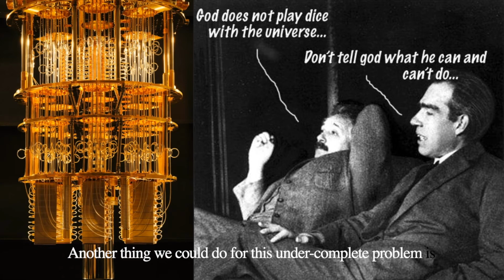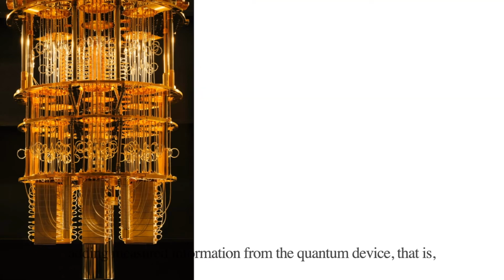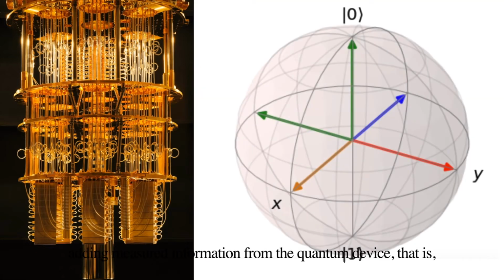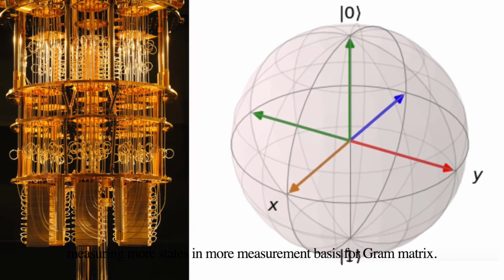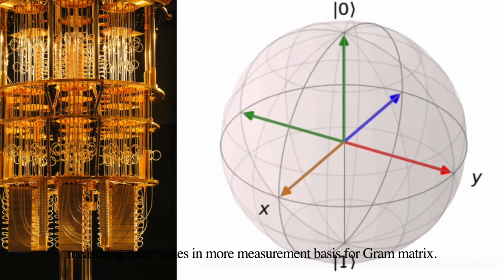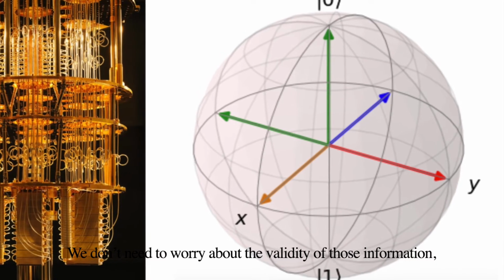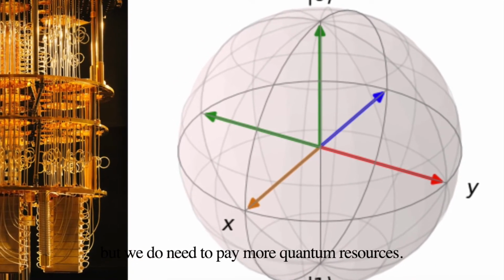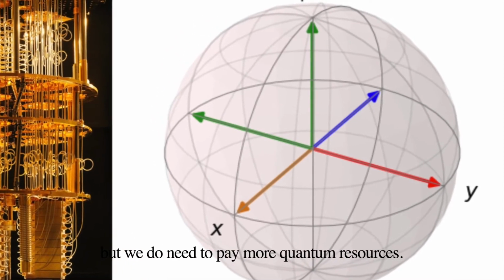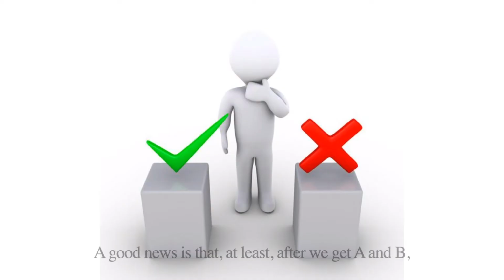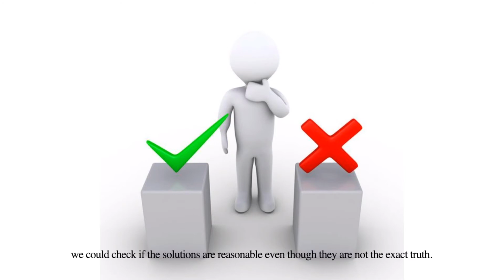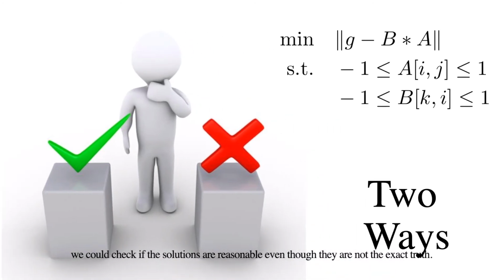Another thing we could do for this undercomplete problem is adding measured information from the quantum device. That is, measuring more states in more measurement bases for the Gram matrix. We don't need to worry about the validity of that information, but we do need to pay more quantum resources. A good news is that, at least, after we get A and B, we could check if the solutions are reasonable, even though they are not the exact truth.